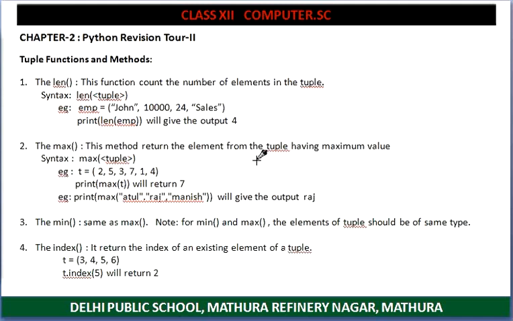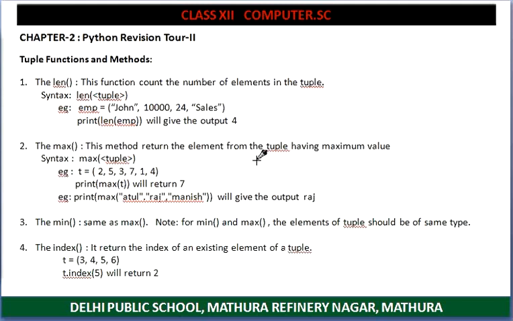Second, the max function. This method returns the element from the tuple having the maximum value. Syntax: max(tuple). For example, t = (2, 5, 3, 7, 1, 4). print(max(t)) will return the maximum value, that is 7. And in the case of strings, print(max('Atul', 'Raj', 'Manish')) will return Raj because Raj is greater. Now the min function. The min function works the same as the max function. It will return the minimum value.